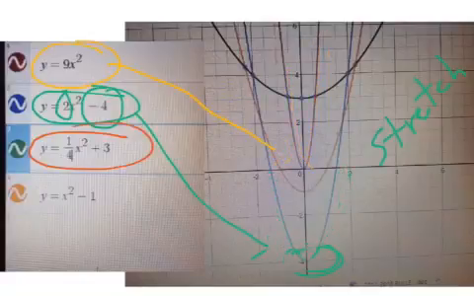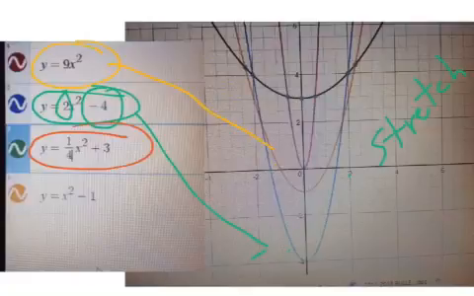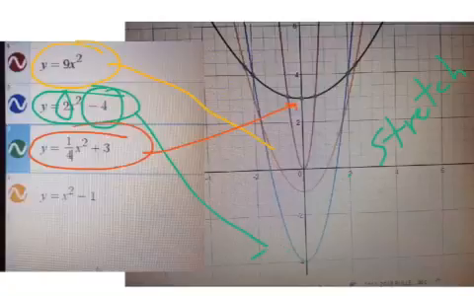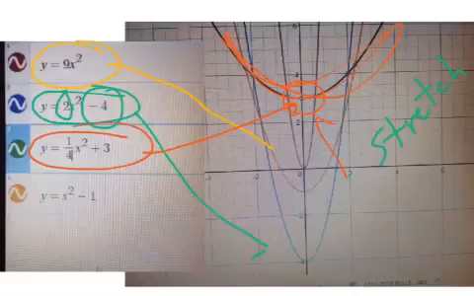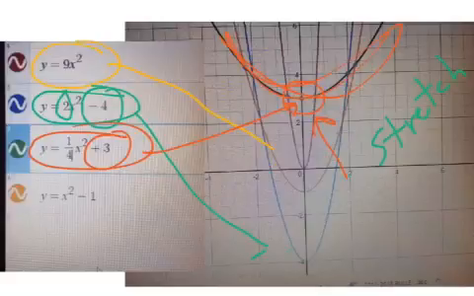Again, you can always rewind or pause and replay the video some other time. But notice the green graph right here, guys. See how much wider it is, right? And notice the vertex right there is at positive 3. See that plus 3, and the function moved it up 3 spaces.